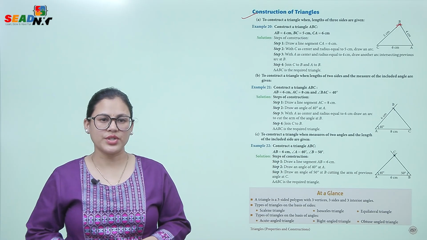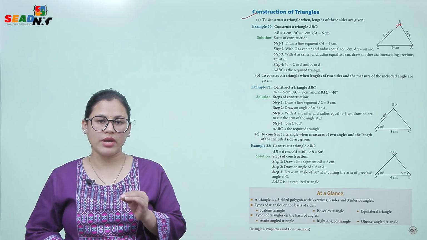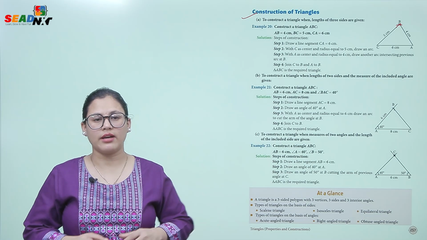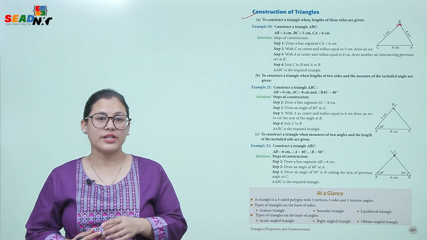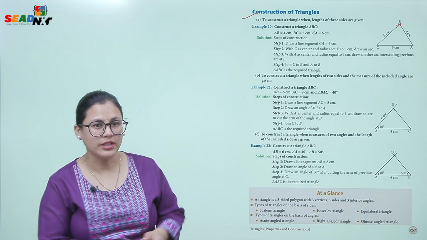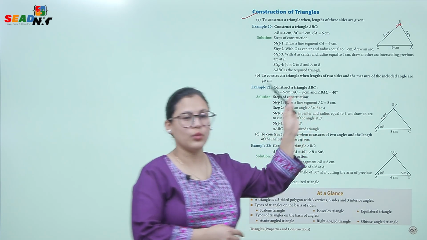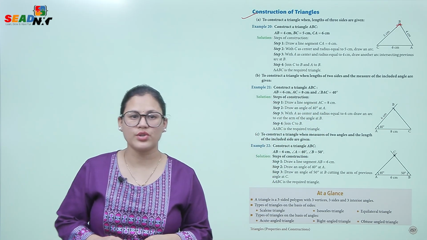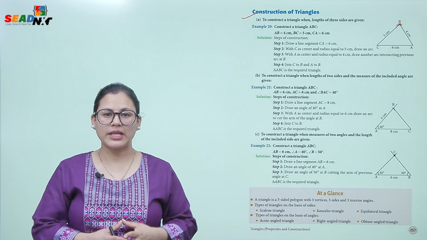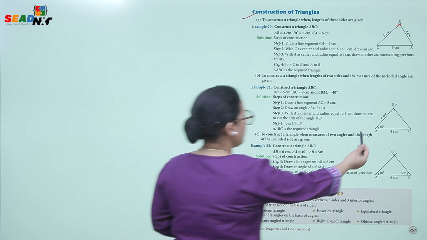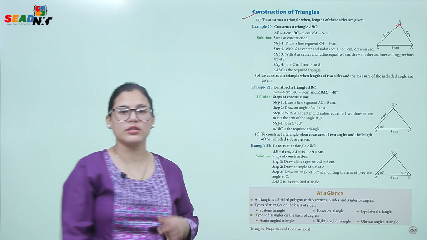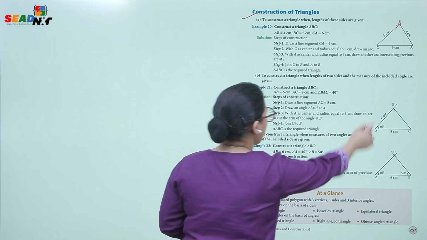B. To construct a triangle when the lengths of 2 sides and the measure of the included angle are given. Example, construct a triangle ABC. Here, 2 sides are given and also 1 angle is given. Steps of construction. Step 1, draw a line segment AC equal to 8 centimeter, and then draw an angle of 40 degree at A. A पे आप 40 degree का angle बनाएंगे.